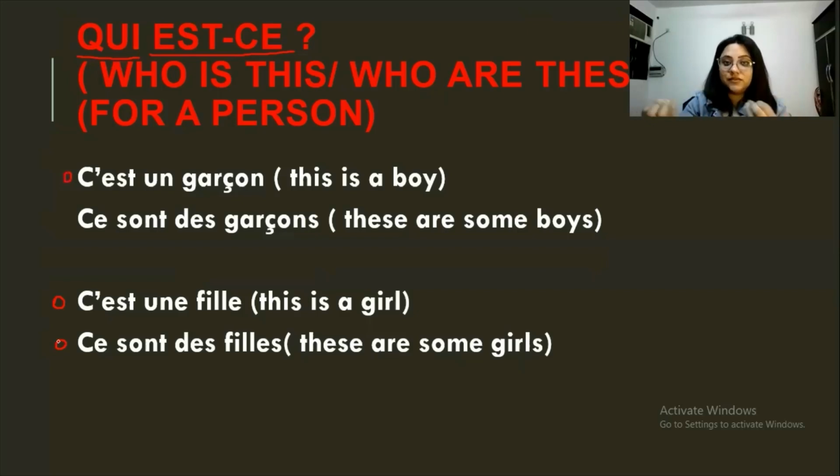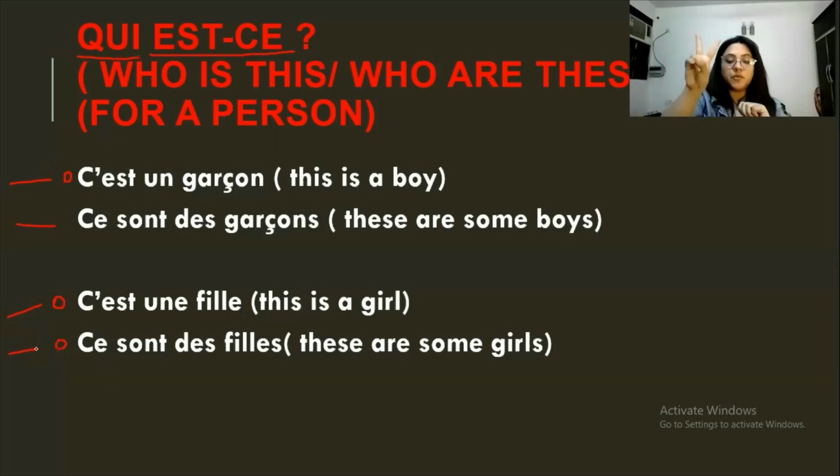So you're going to repeat after me all these sentences. Qui est-ce? C'est un garçon. Ce sont des garçons. C'est une fille. Ce sont des filles.